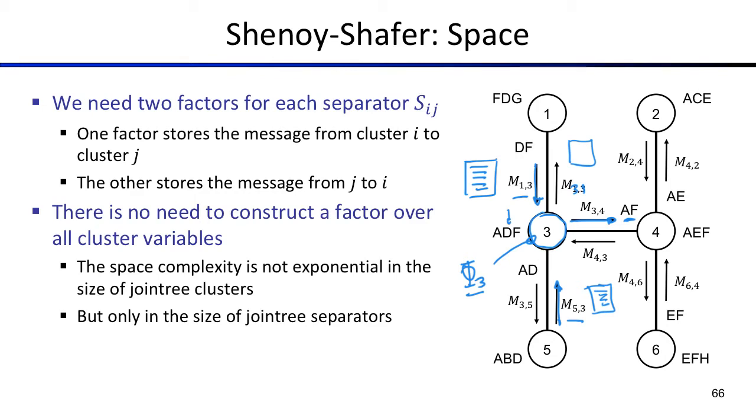I will push this message to my neighbor, and I continue to do that, right? So what is good about the Shenoy-Shafer architecture? It is interesting because in terms of space, it will only store the factors over the separators, and typically the separators are smaller than the clusters. We can see here that we have separators over 2 variables and the clusters are over 3 variables, so we can save a little bit of space. Usually the separators are smaller than the clusters.